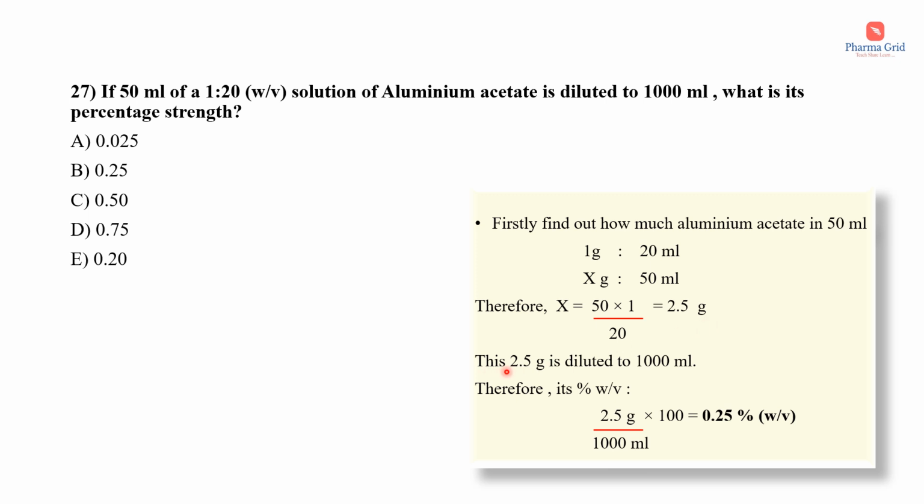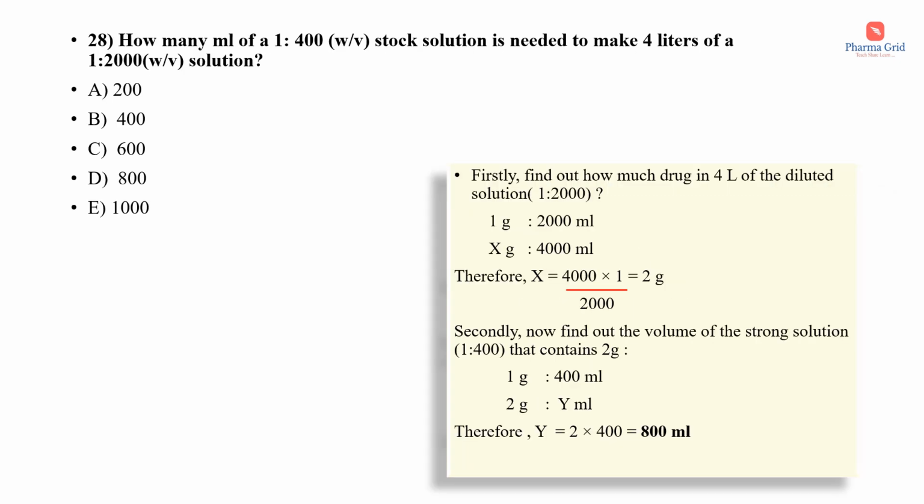And this 2.5 gram is diluted to 1000 ml. Therefore, its percentage weight by volume will be 2.5 gram divided by 1000 ml multiplied by 100. So that will be equal to 0.25% weight by volume. So here the correct answer is option B, that is 0.25% weight by volume.